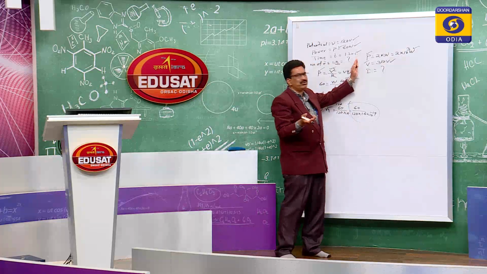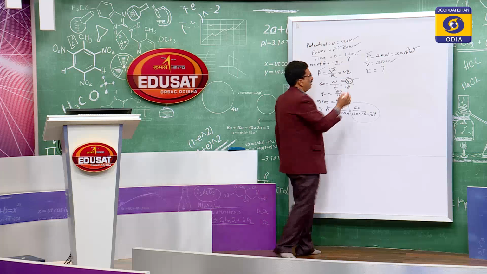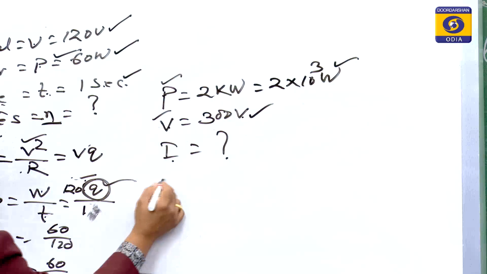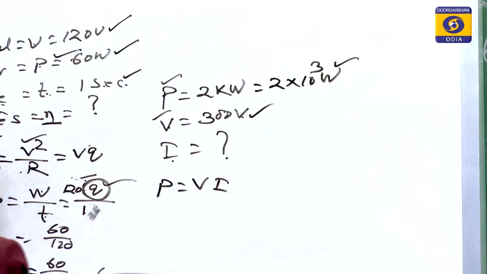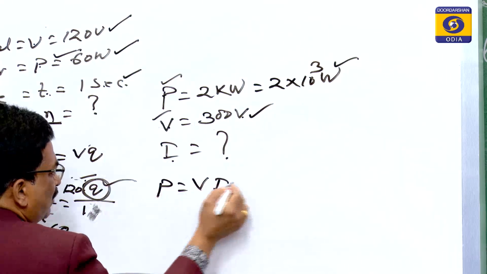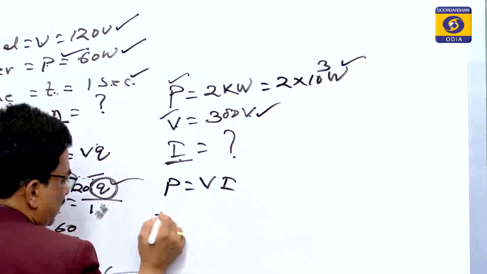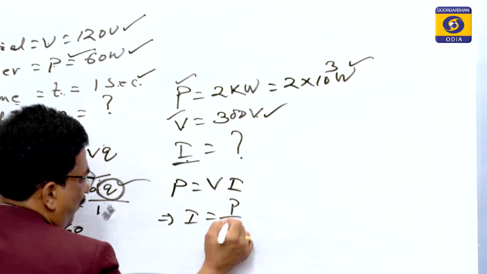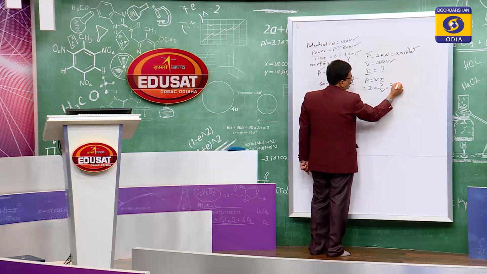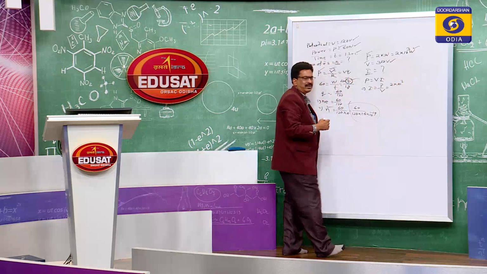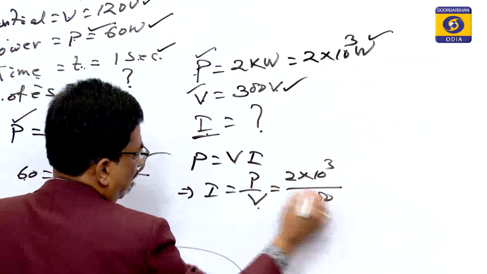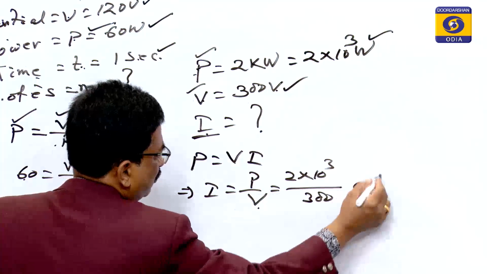So, now you have to put in the formula and get the answer. How are these P, V and I related? You know that P is equal to VI. If I is asked, then I is equal to P by V. This P is the power P. So, I is equal to 2 into 10 to the power of 3 by V, which is 300. This is the current, so the unit will be ampere.